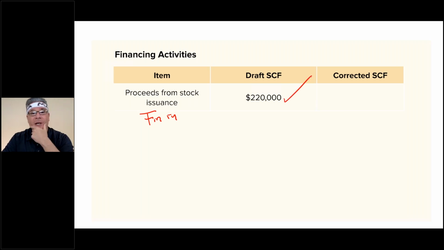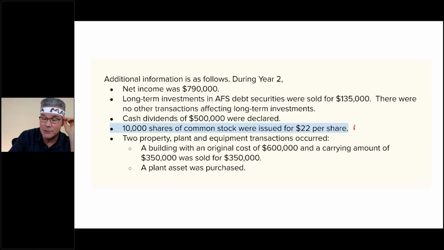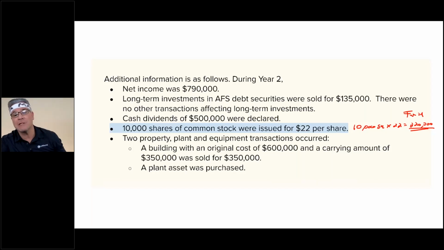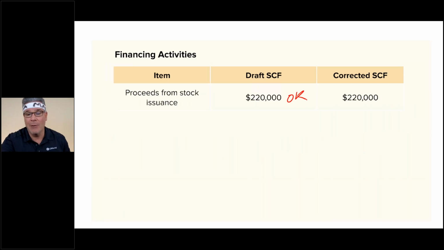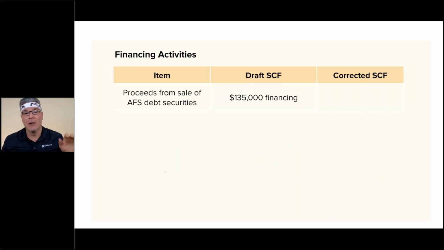Yes, it was. Some of that was in stated capital, some of that was additional paid in capital, but the 220, we know that is correct. They sold 10,000 shares at $22 a share. Yup, 220,000. Our own stock, financing inflow. When you sell your own stock, financing inflow. Okay, so the 220 was correct, financing inflow.